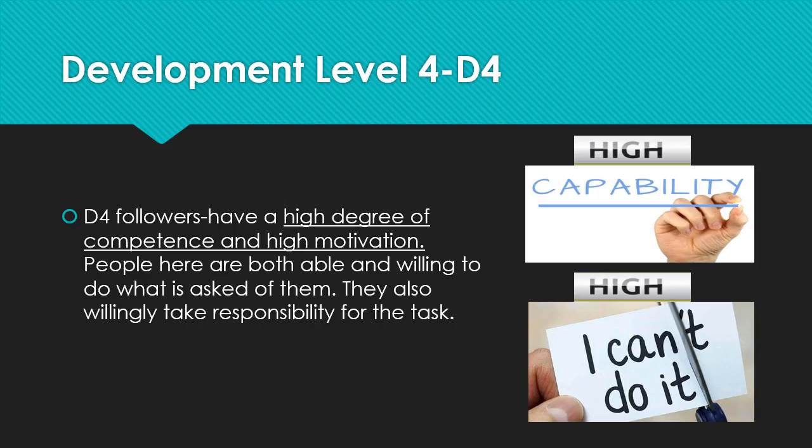The last one is D4 followers. These people have a high degree of competence and high motivation. People here are skilled and are willing to do what is required of them. They also willingly take responsibility for the tasks. These were the four categories of development levels of followers.